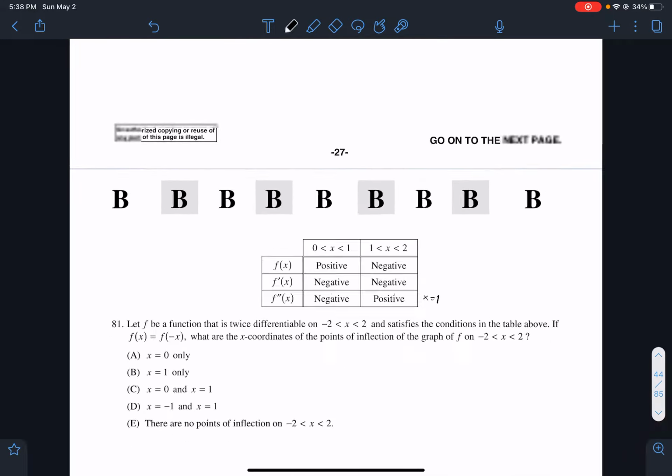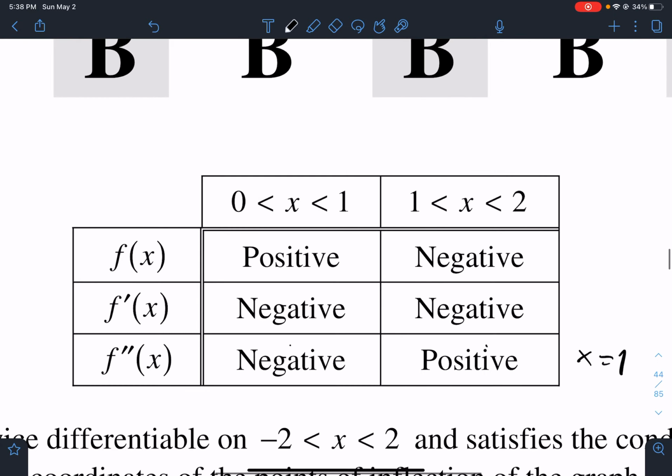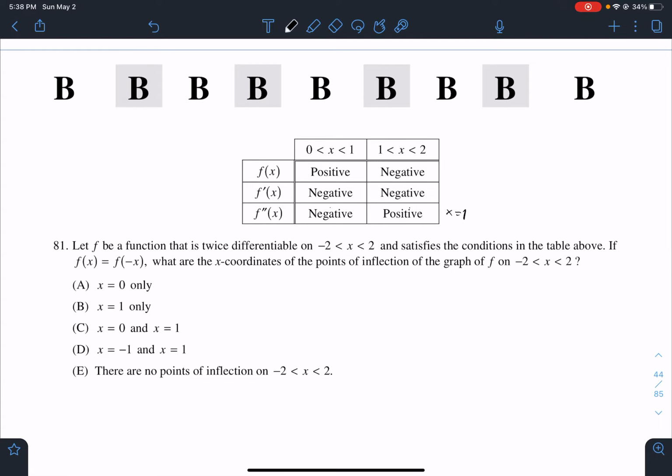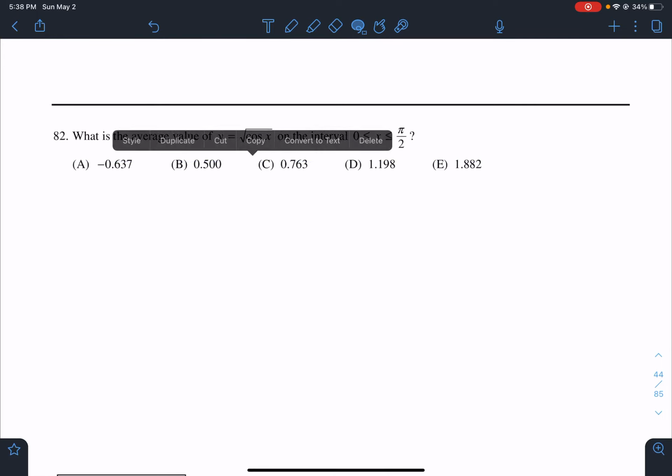And the other definition is f prime goes from increasing to decreasing, but we can't tell just from it being negative. It could be negative and increasing, it could be negative and decreasing. So we know nothing about f prime. The graph of f doesn't tell us anything. So the only time we can be confidently sure that it has an inflection point is at x equals 1 only. So that's going to make B our answer. Cool.